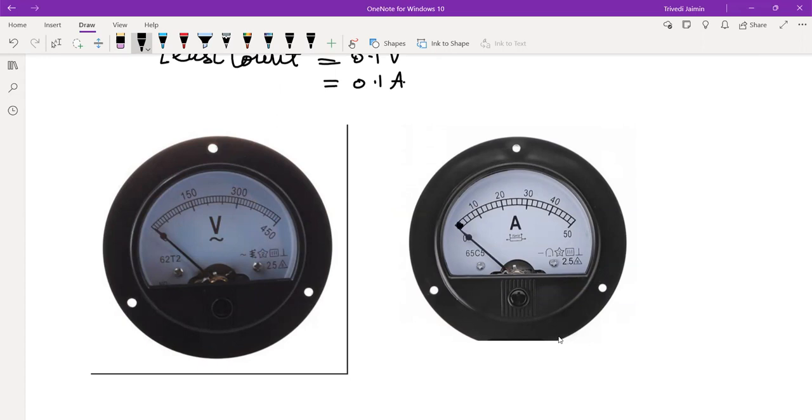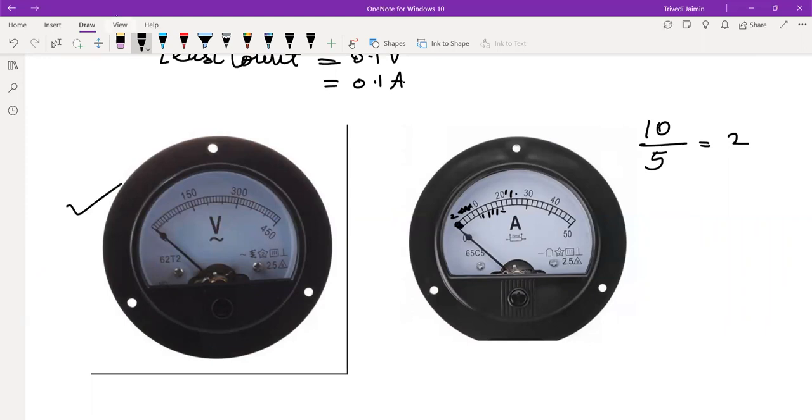Okay, I'm shading here. So how to count this? How many divisions are there? 1, 2, 3, 4, 5. So we have 5 divisions for 10 units. 10 divided by 5 is 2. So this is 2, 4, 6, 8, 10. Same way, 12, 14, 16, 18, 20, 22, 24, and so on. Understood? So the least count is this minimum value.